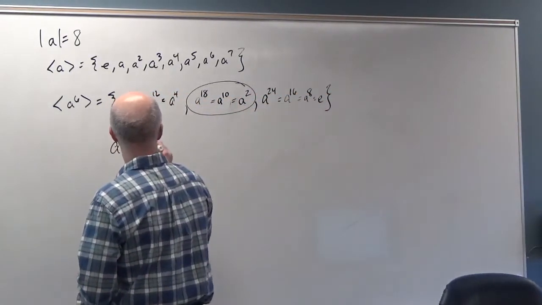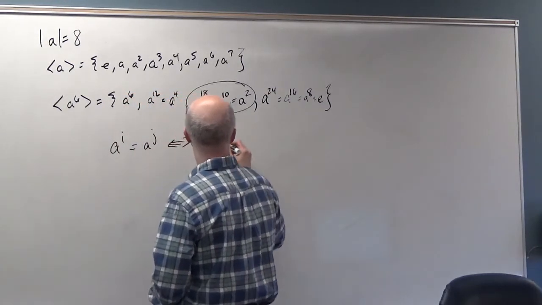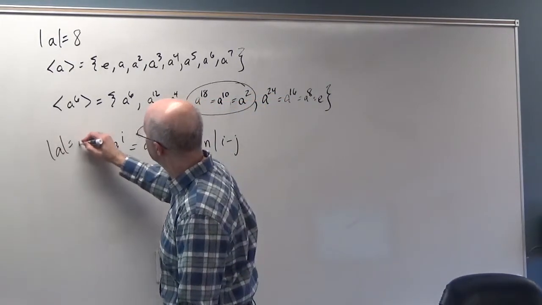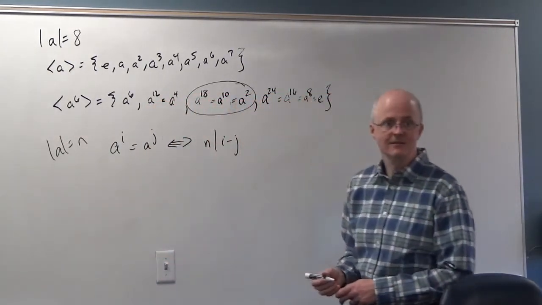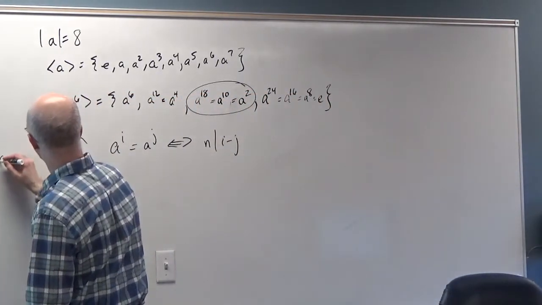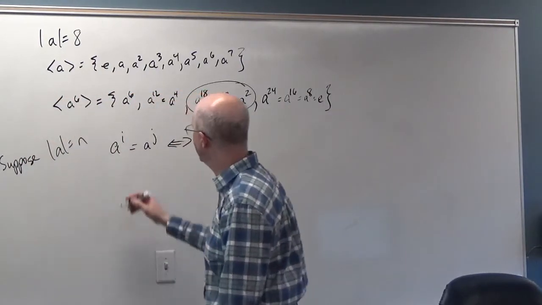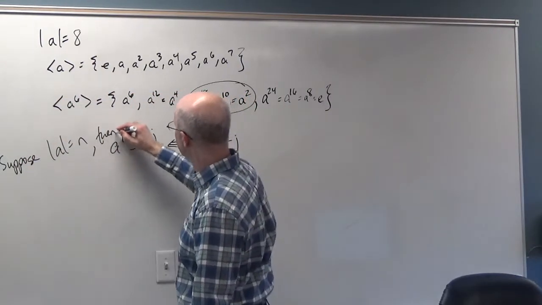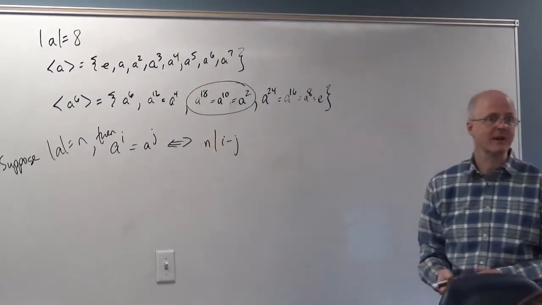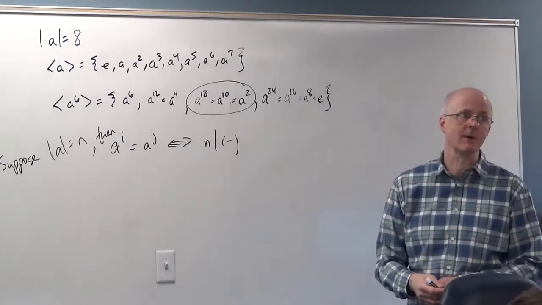A to the i equals a to the j if and only if n divides i minus j. I'm assuming a has finite order n. Suppose a has finite order n, then a to the i equals a to the j if and only if n divides i minus j. Or if and only if n divides j minus i as well.